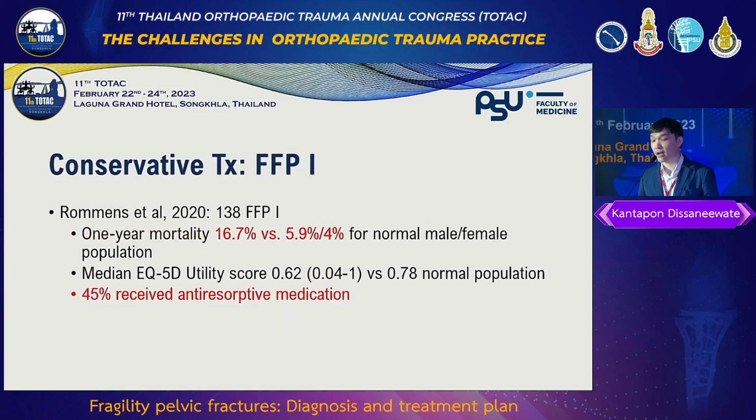Specifically for FFP type 1, Rommens reported in 2020 that in 138 patients, the 1 year mortality rate was about 3 times that of the normal population, and the EQ5D utility score decreased by around 0.15 points. They also showed that only half of those patients were treated with anti-resorptive treatment. So this shows that patients with FFP were often overlooked for their osteoporotic disease. We should always consider osteoporotic treatment in these patients.